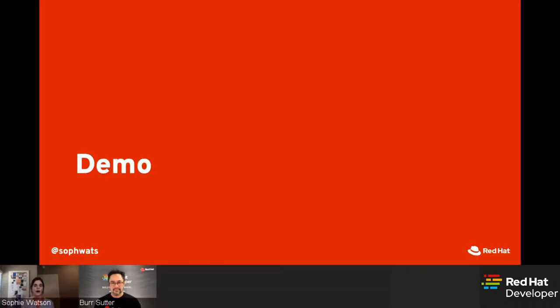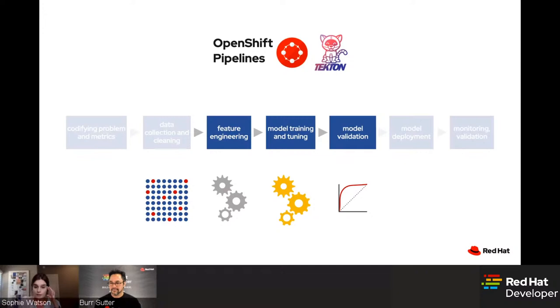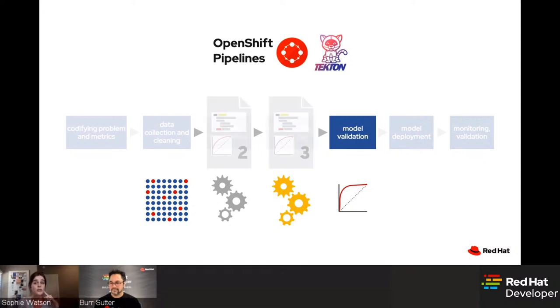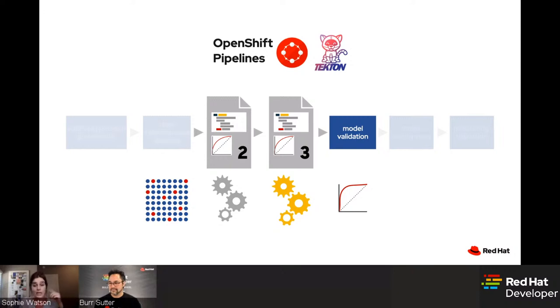So with that, what I'm going to do is step through an end-to-end demo of building a fraud detection model on OpenShift. The demo is going to focus on this part of the workflow here at first. So we're going to see how to develop techniques in Jupyter Notebooks. We'll develop a feature engineering technique to encode our transactions data as points in space. And then we'll use another notebook to go ahead and train a model.